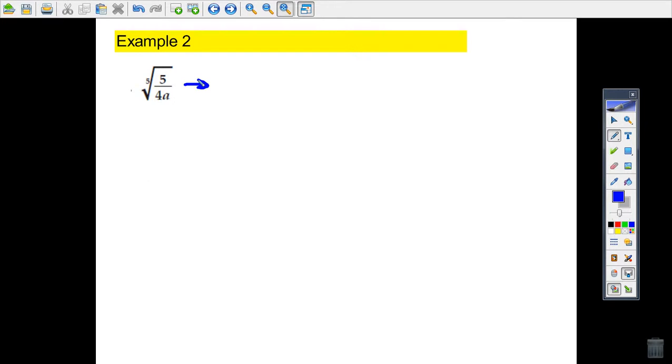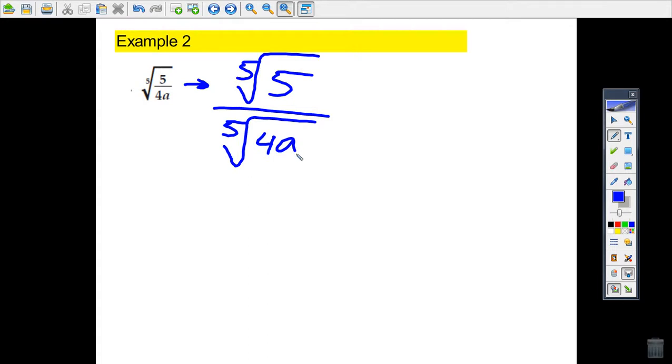This is going to become the 5th root of the numerator and the 5th root of the denominator. Now, is there anything that can get simplified here? Is the 5th root of 5 1? No, it's not. Sorry, because we don't have a group of 5 5s here, do we?